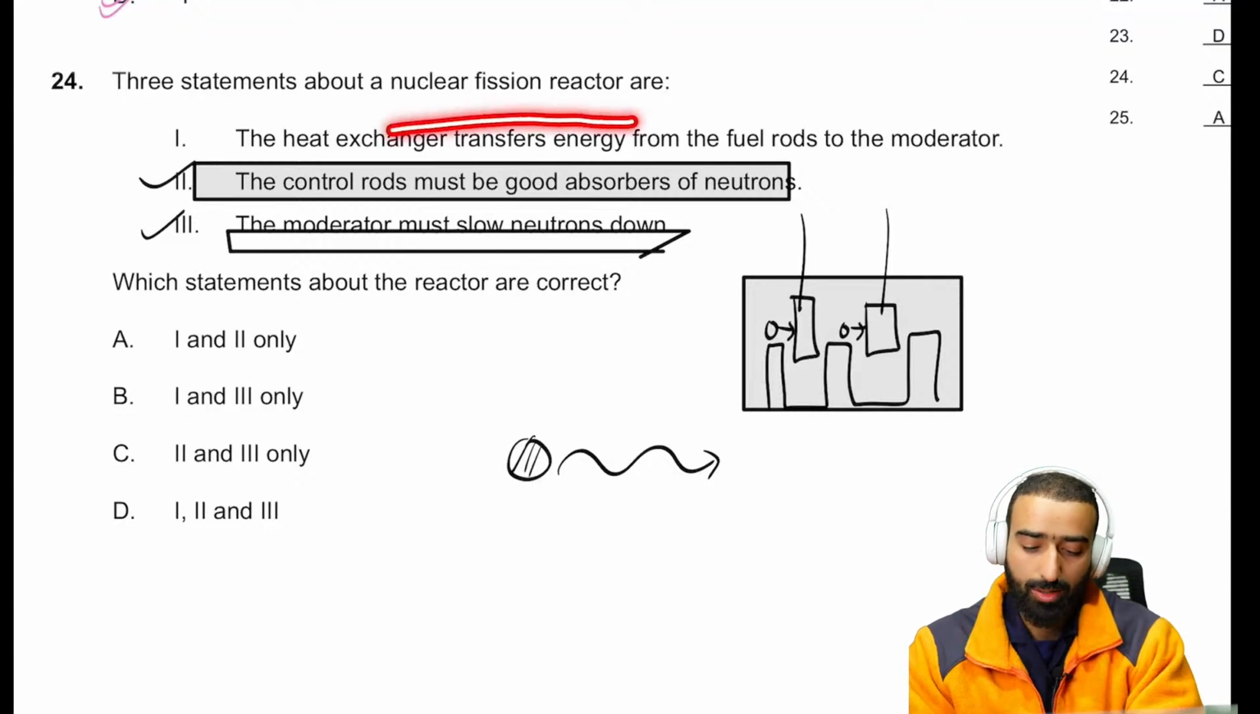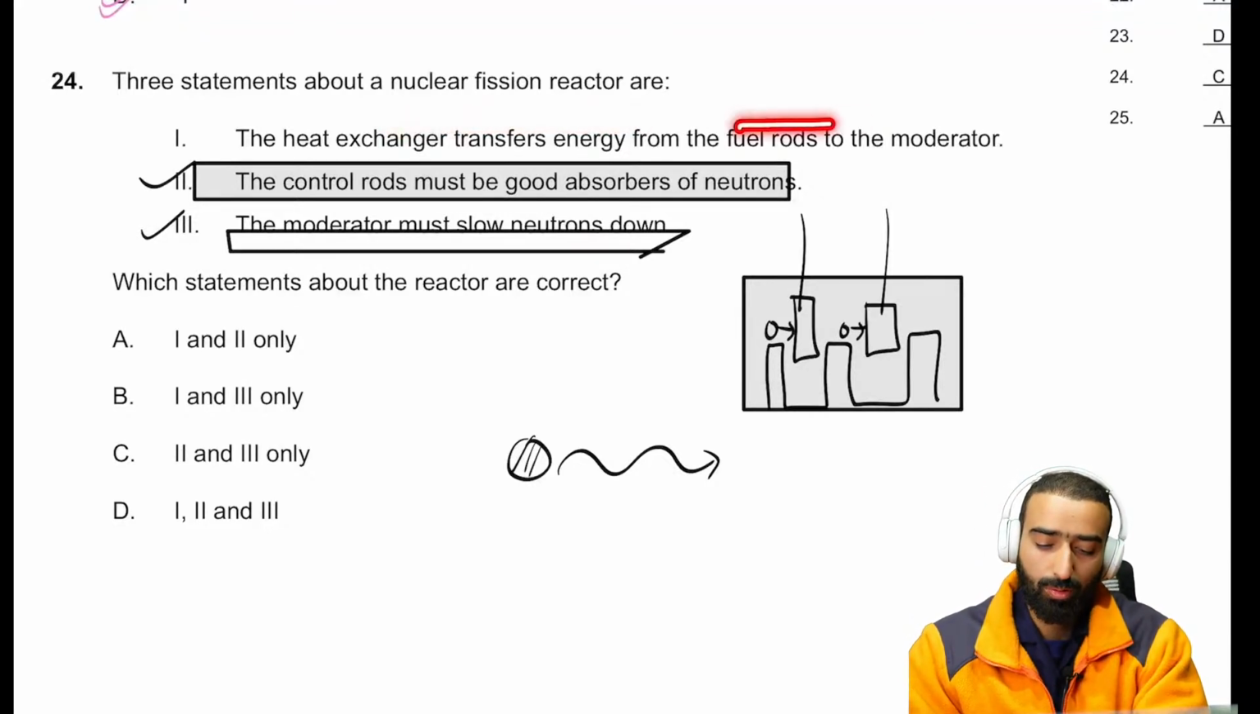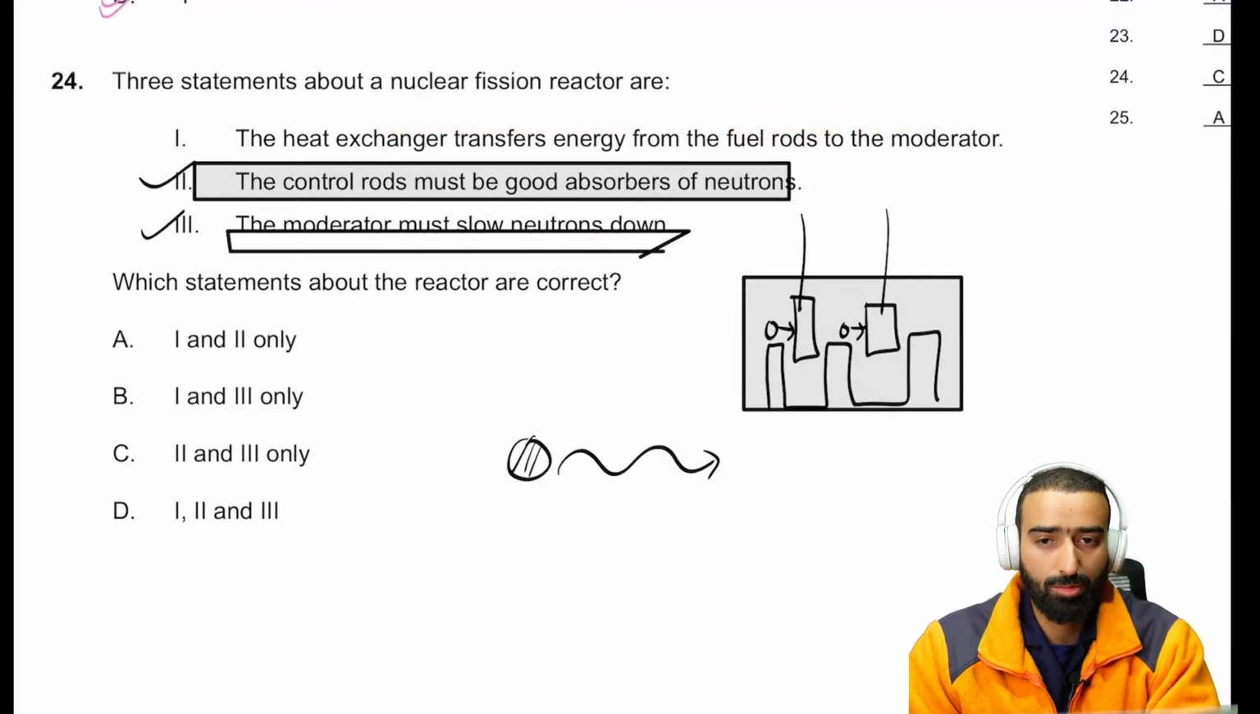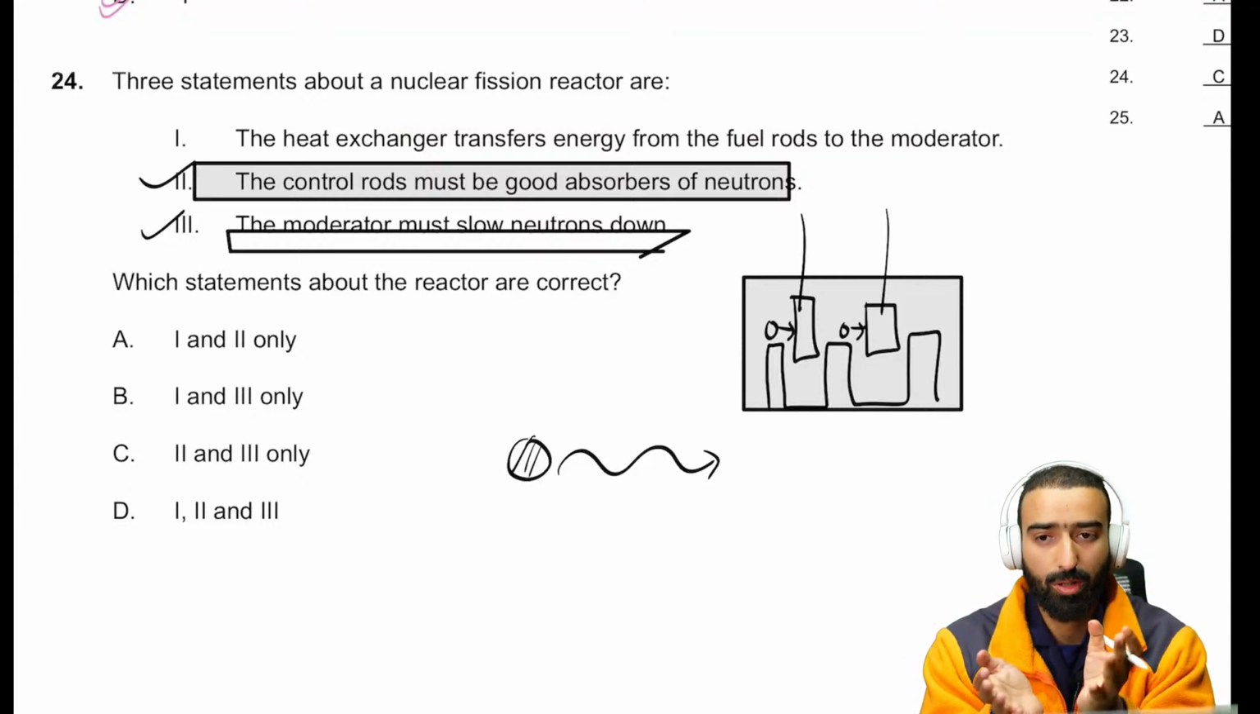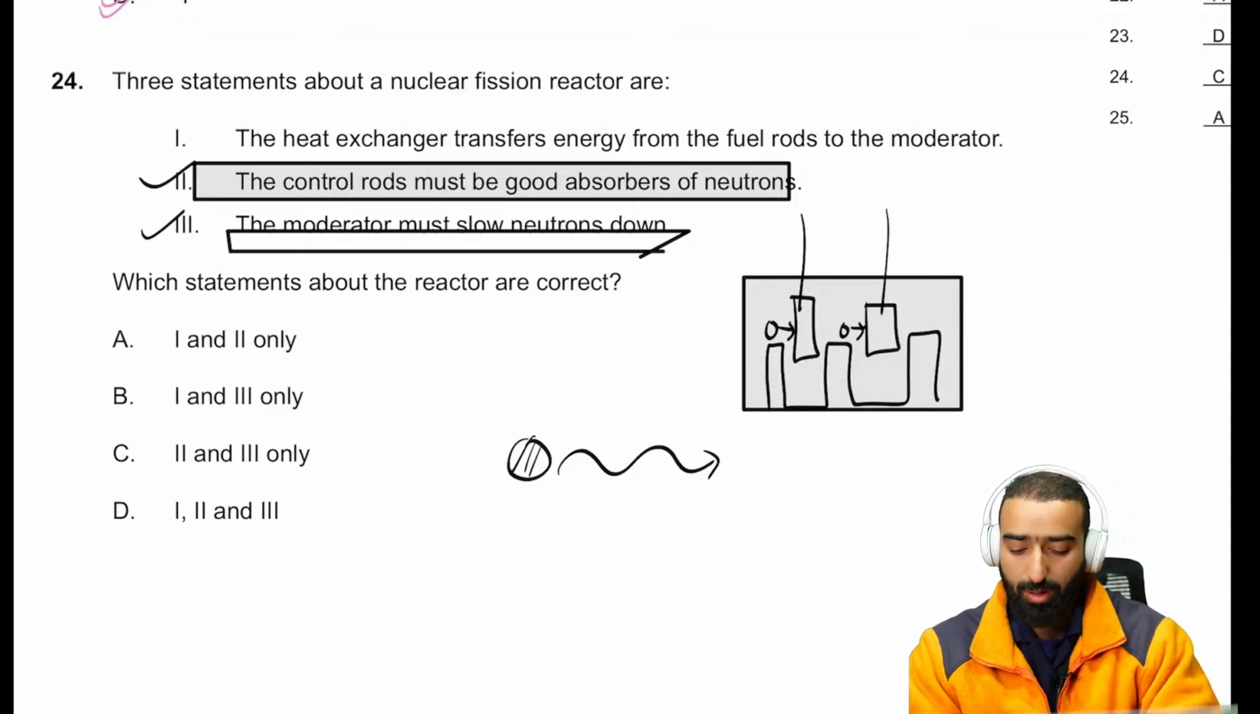The heat exchange transfers from fuel rods to the moderator. That's not true. Fuel rods are there, as they say, just for fuel. So we'll go with option 2 and 3. So that's C.